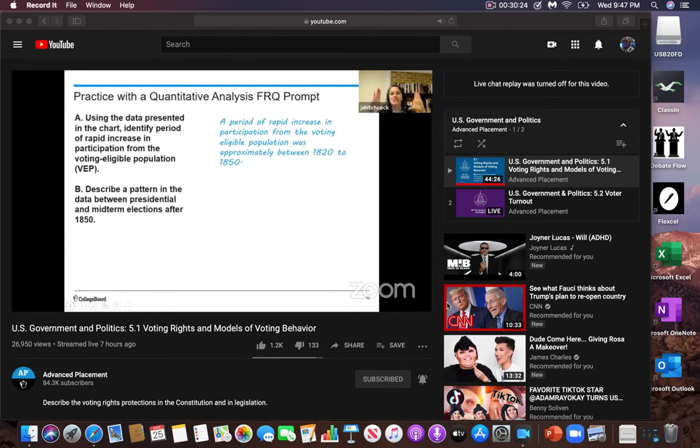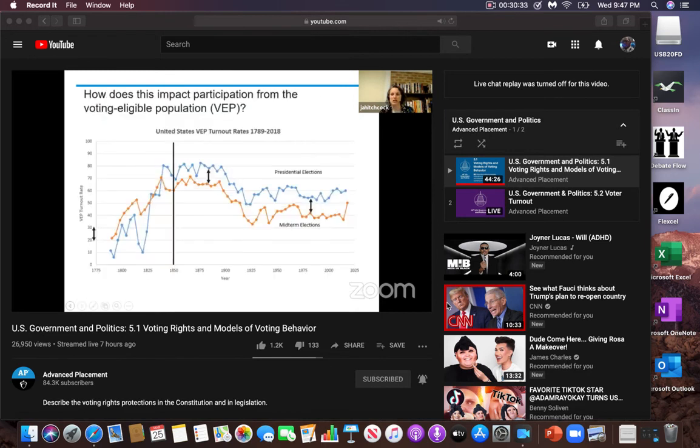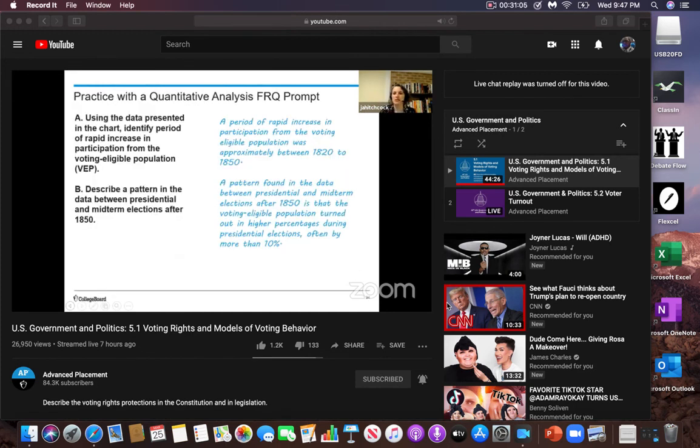So you have to explicitly tell them where you are looking in the chart, right? A pattern in the data between presidential and midterm elections after 1850. So I identified a pattern. First thing, I drew that straight line so that I'm not paying attention to anything prior to 1850. And I also made a mark here to call out for myself what about 10% looks like, so that I can just take that arrow and move it along. Now I know that it's not going to be picture perfect. It's not going to be that 10% perfectly across the board. But it gives me a rough idea of what that pattern of behavior is.